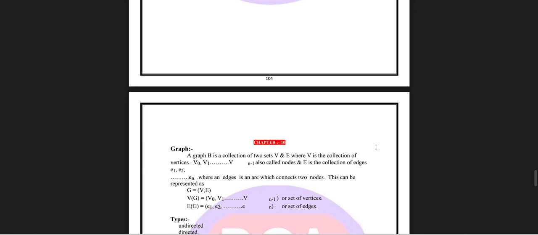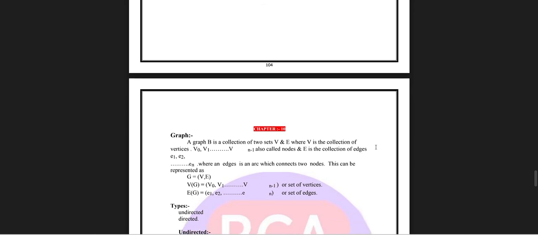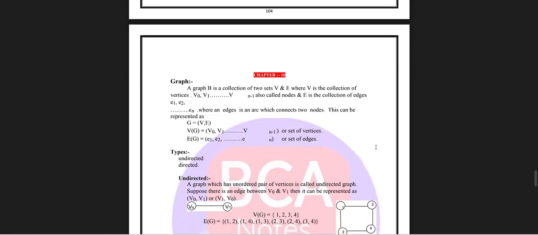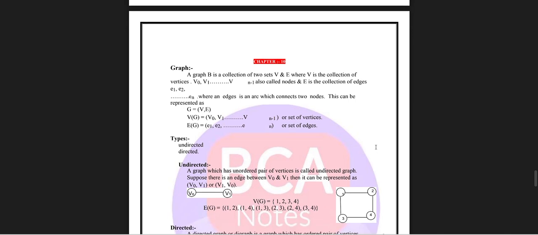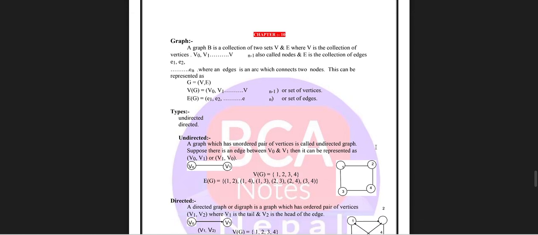Graph. A graph G is a collection of two sets, V and E, where V is the collection of vertices V0, V1, and so on, each vertex being a node, and E is the collection of edges E1, E2, and so on. An edge is an arc which connects two nodes. This can be represented as G equals (V, E), where V is the set of vertices. A directed or undirected graph has edges as pairs of vertices.